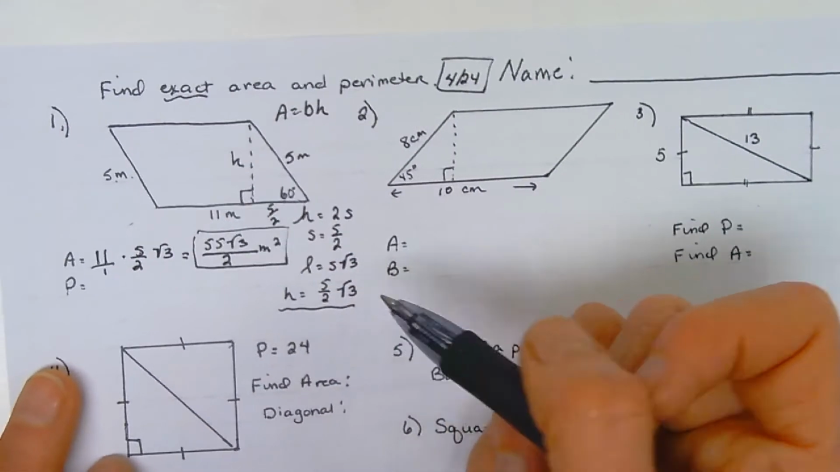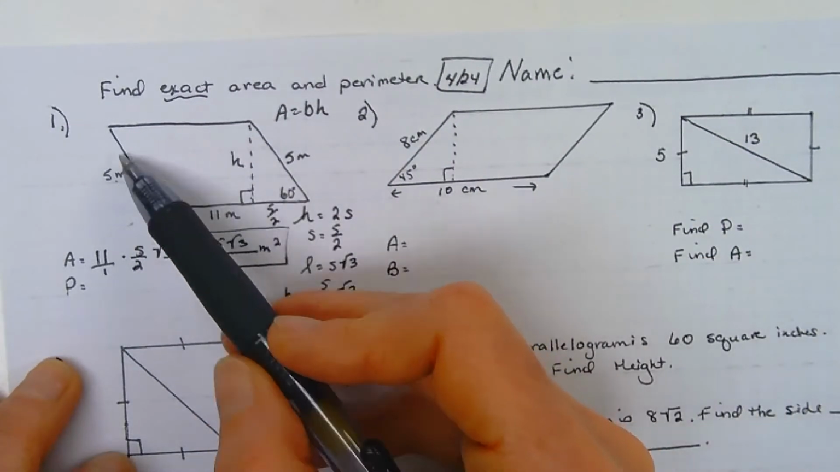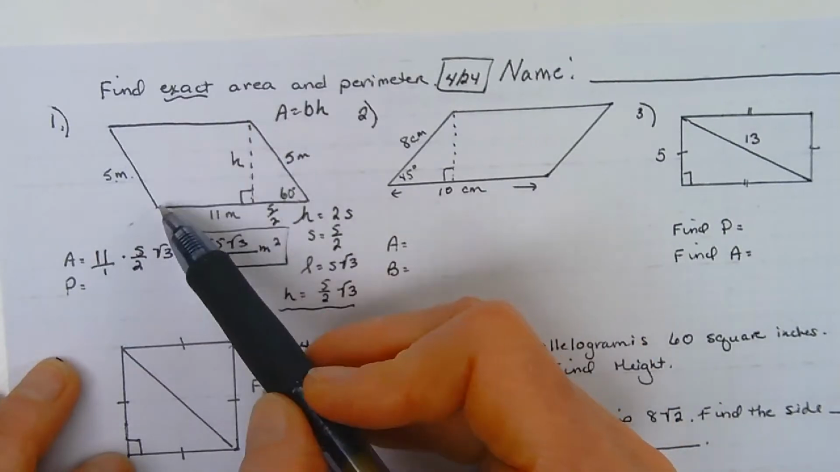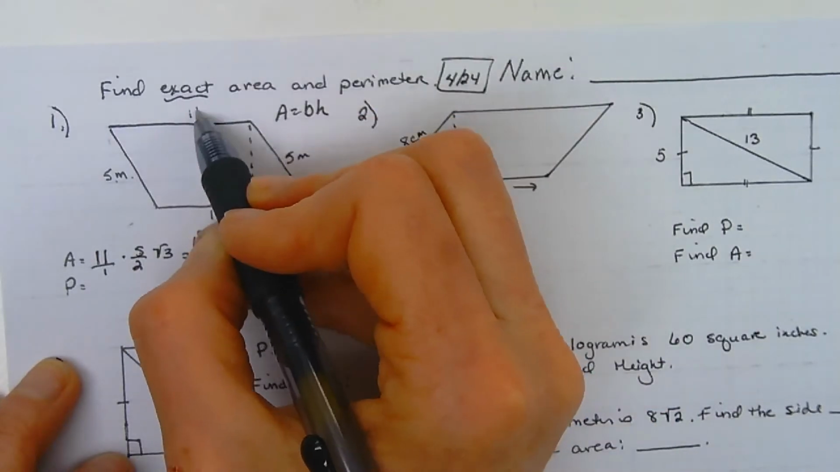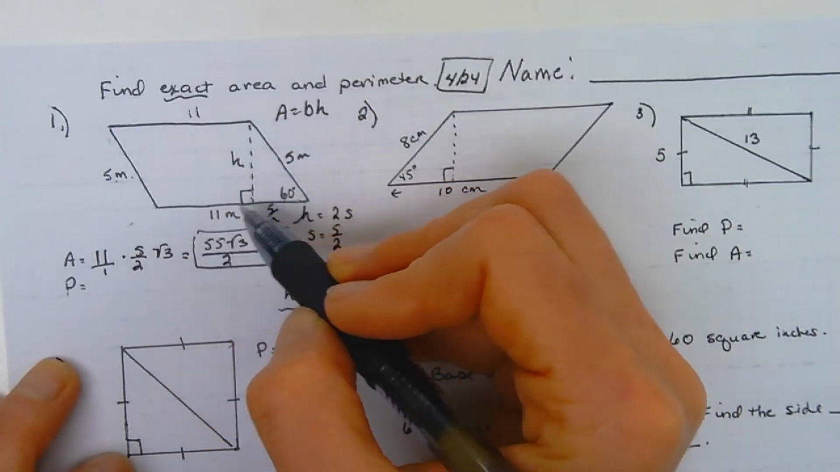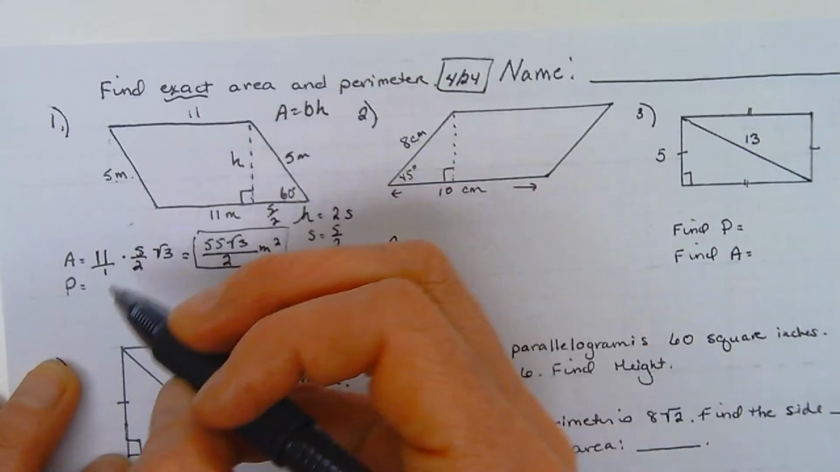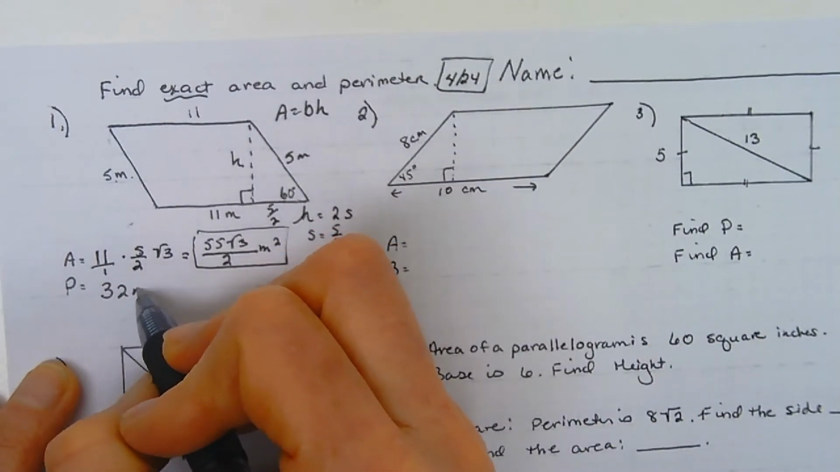The perimeter will just be the distance around the parallelogram. It's 5 plus 11 plus 5 plus 11. So that's 22 plus 10 is 32 meters.